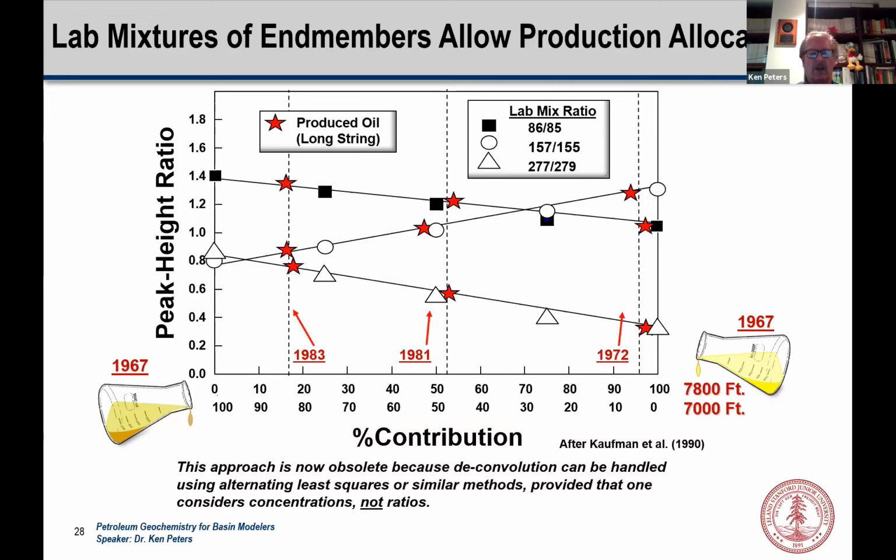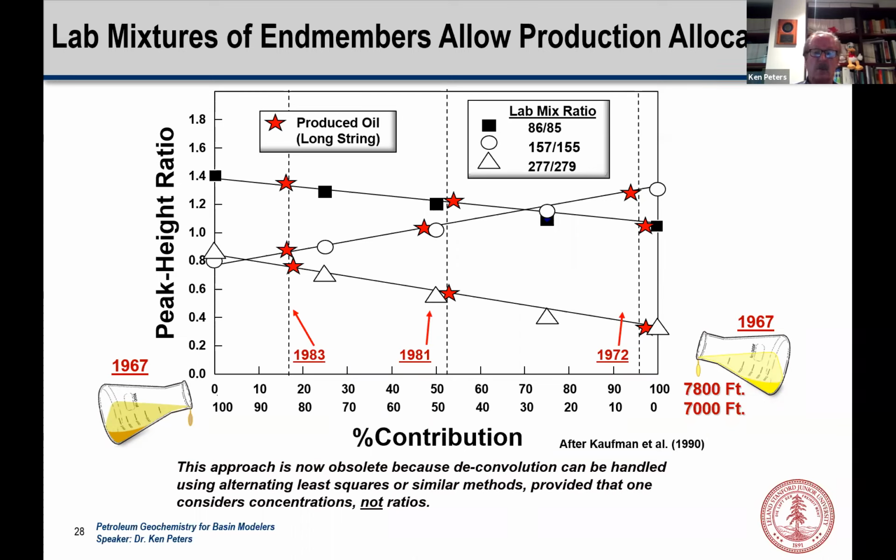Okay, well, it turns out this approach is really obsolete now. It's tedious, it takes time. You've got to weigh the samples carefully and do replicates. Now we can deconvolute mixtures using some chemometrics, alternating least squares, or similar methods, provided that one considers concentrations and not ratios.